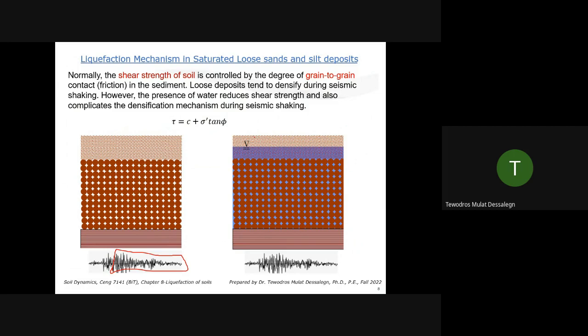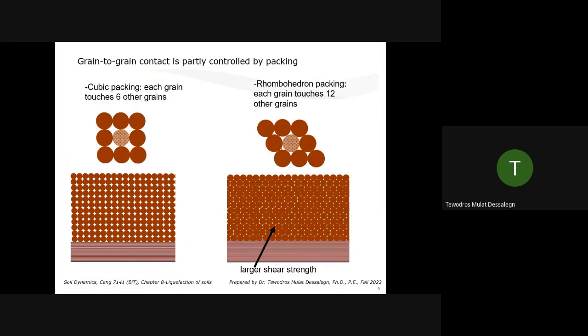But if you have water and apply seismic shaking, especially if it's a loose deposit, it tries to densify, then those contacts get lost. If contact gets lost, your friction coefficient is getting lost. And you are also losing cohesion because there is no contact. So the general shear strength of soil decreases. When it is semi-liquid, we are losing soil shear strength.